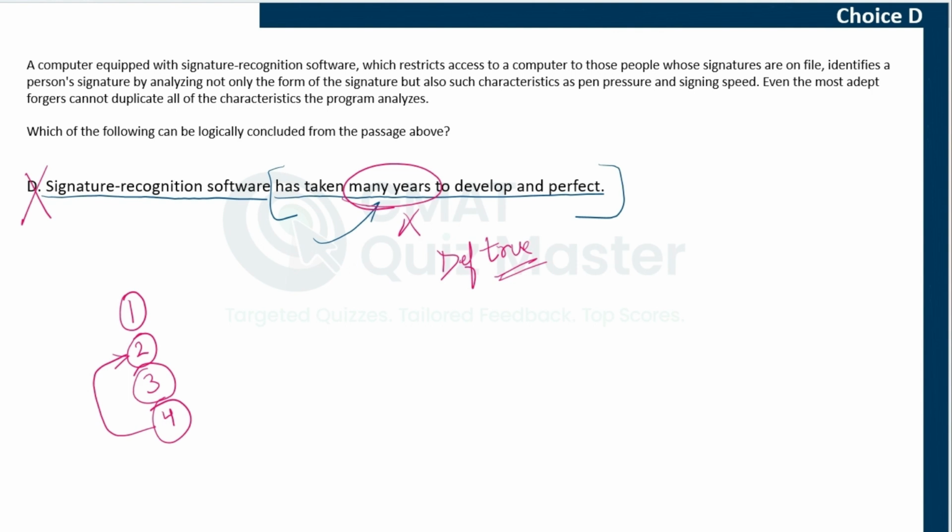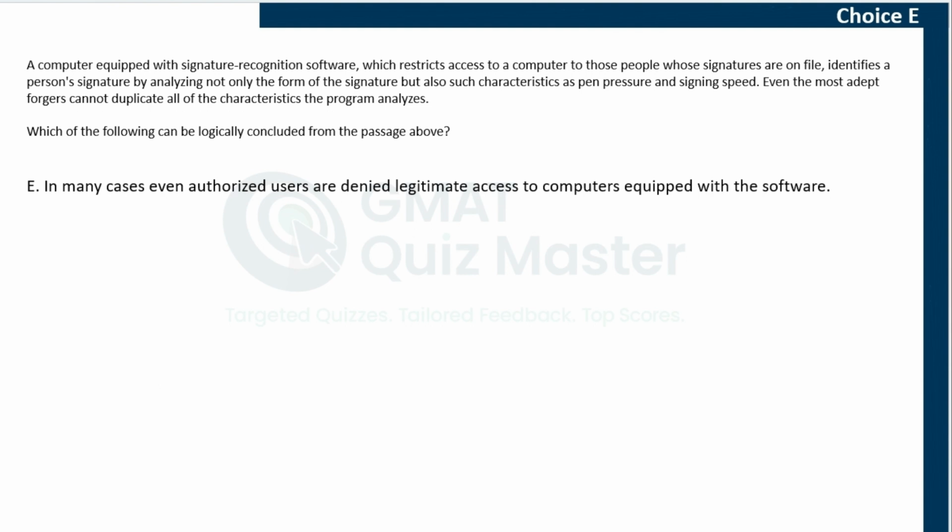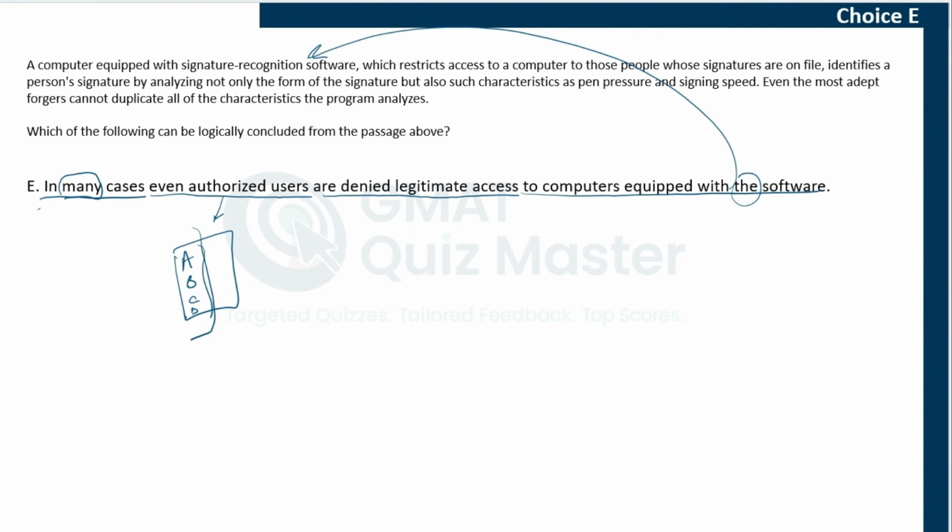With that, let's move to choice E. "In many cases," so we are talking about many cases, not all cases, "even authorized users." Who are the authorized users? Those who have their signatures in the file. As per our example, A, B, C, D are authorized users. So this choice is saying that in many cases, even these authorized users are denied legitimate access to computers equipped with the software, this particular software.